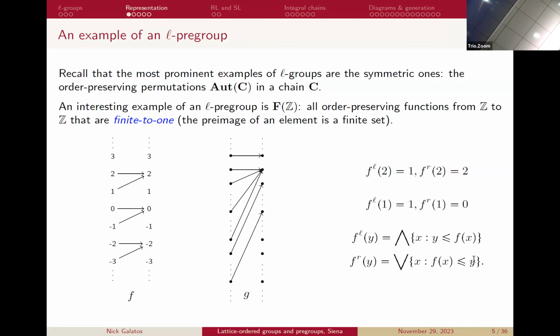Yeah, but also the FL would be onto. Another problem. No, yeah. So if you take one function that has this property, its L wouldn't have that property. Yes. So it's not closed under L's and R's.